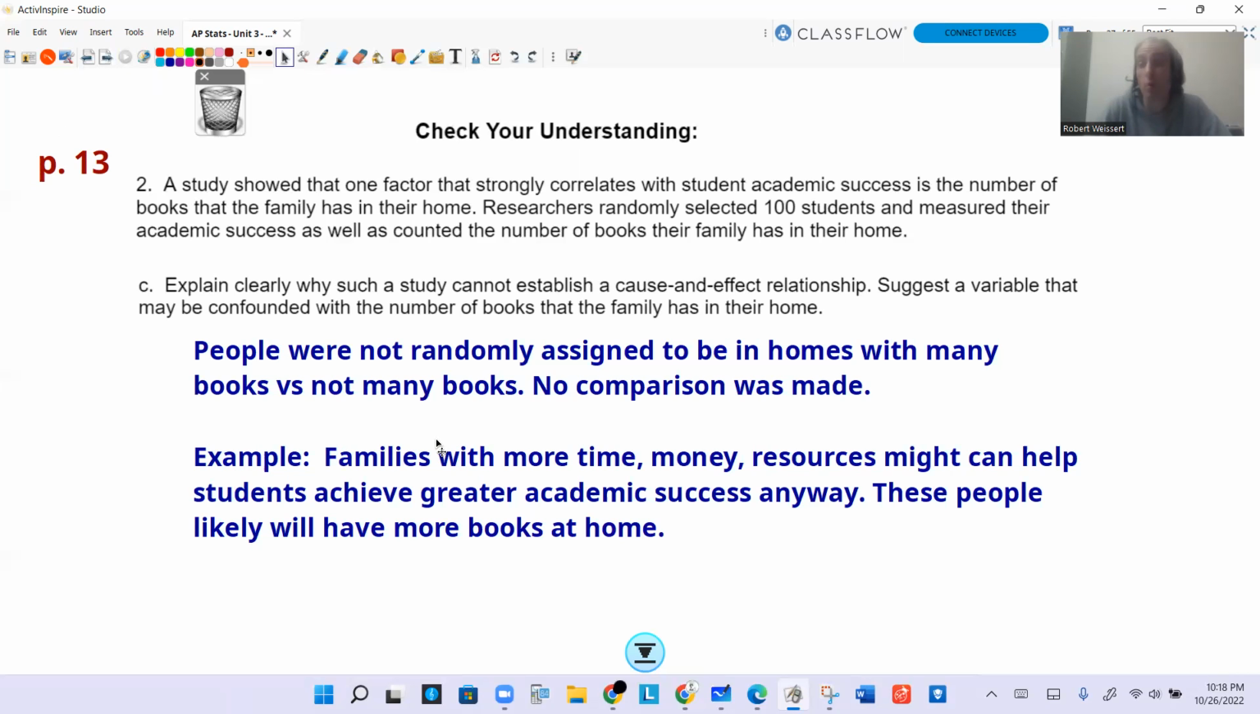These people likely will have more books at home. So it's not really known whether the books themselves will cause this to happen, or the resources the family has is going to be what causes this, or natural inclination of the student in general. So there's a lot of factors at play. These are confounding variables.